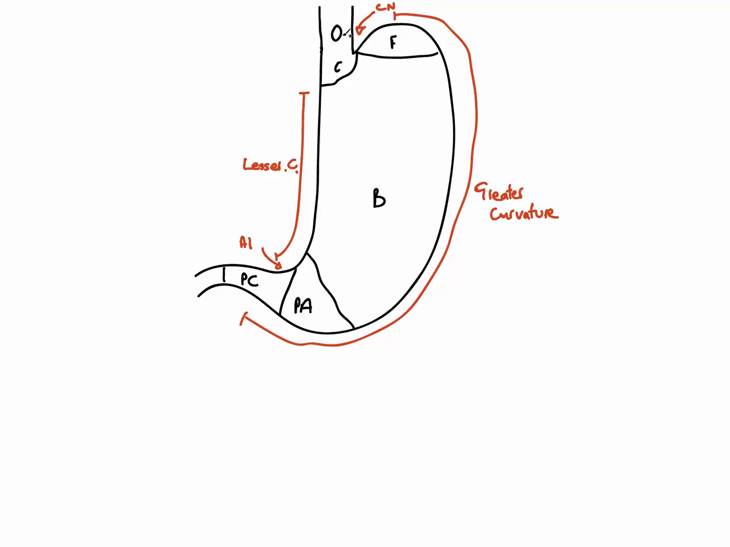We can see the esophagus passes into the stomach, and here we have the cardia. Here we have the fundus that passes above the esophagogastric junction. We have the body. We then have it tapering into the pylorus, where we can have a pyloric antrum, and we can have a pyloric canal.